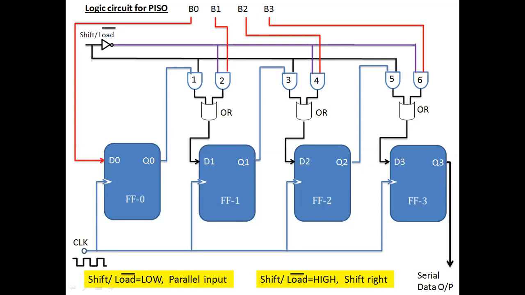Again, if we apply the clock pulse, the data will be shifted to the right by another 1 bit. In this way the data will be shifted. So here the data is entered in parallel, but the data is taken out serially from this output.